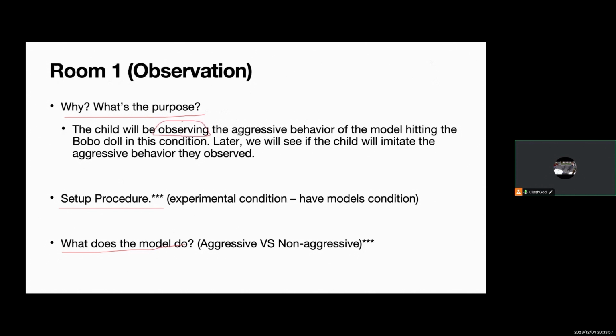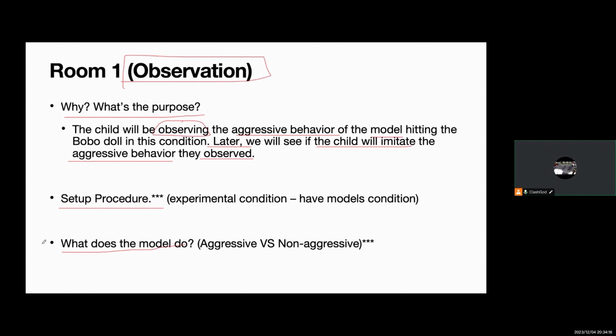So in general, room 1 is used for observation, as we have touched on previously. It's for observing the aggressive or the non-aggressive behavior of the model. And later we will see if the child will imitate the aggressive or non-aggressive behavior which they observed in room 1. So room 1 is used essentially for observation purposes.